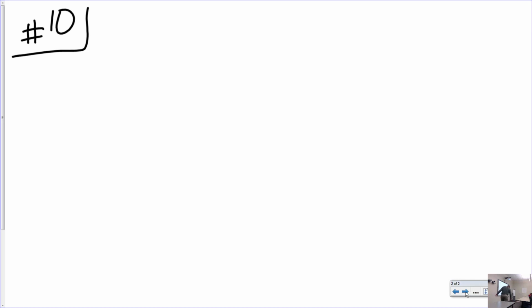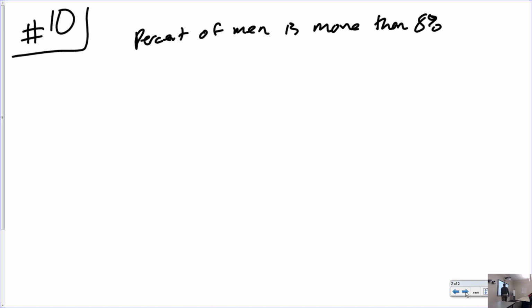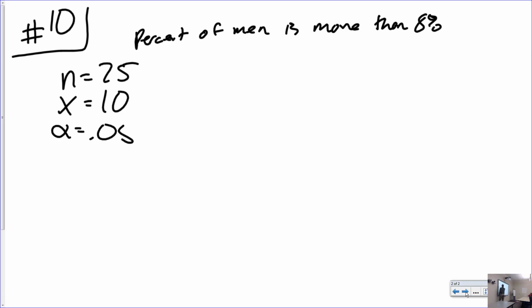Sleep experts believe that sleep apnea is more likely to occur in men than in the general population. In other words, they claim that the percentage of men who suffer from sleep apnea is greater than 8%. Then to test this claim, one sleep expert interviewed 75 men and determined that 10 of them suffer from sleep apnea. Does this evidence support the claim that the percentage of men who suffer from sleep apnea is greater than 8%? Use a 0.05 level of significance.